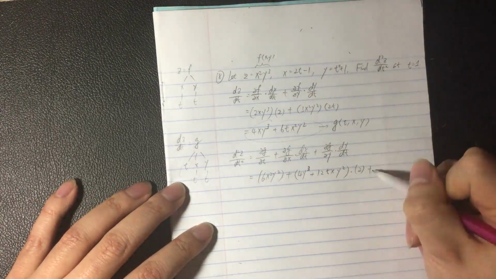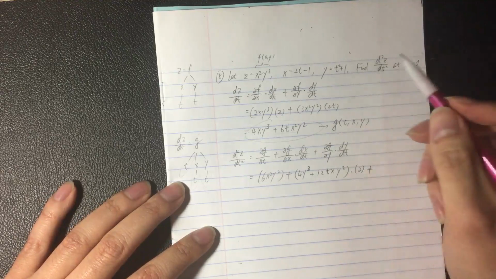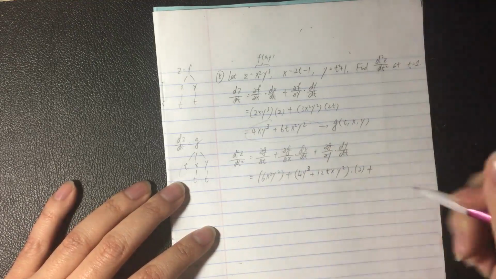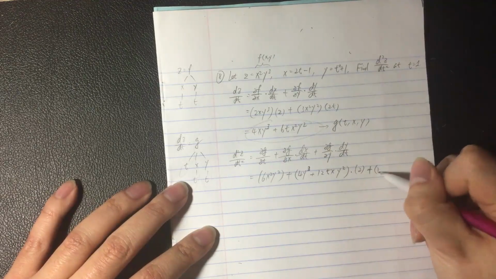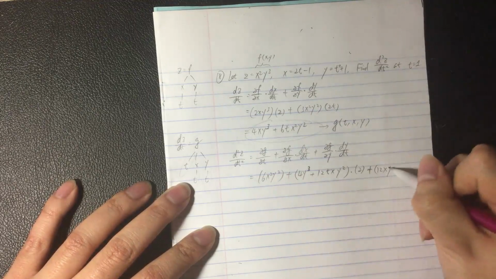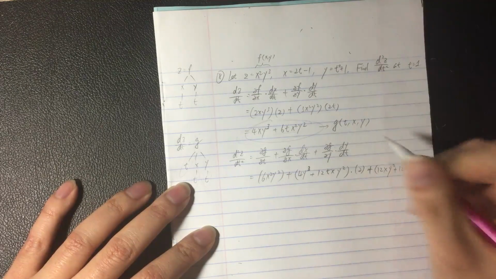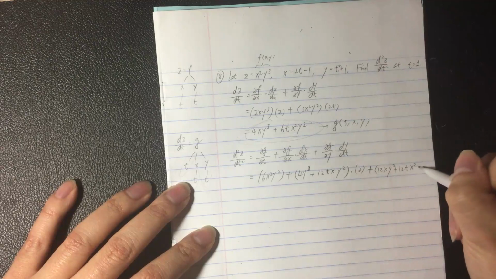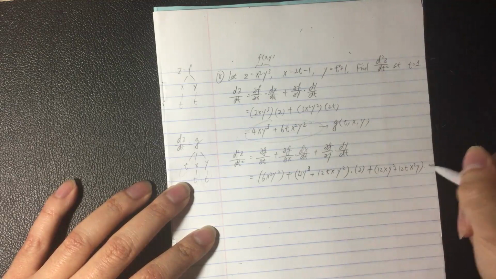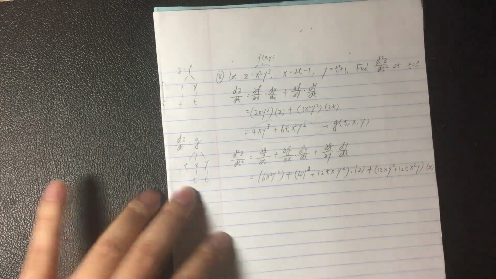plus delta g over delta y, take partial derivative with respect to y. I have 12x y squared plus 12t x squared y, times dy over dt. Dy over dt is 2t.